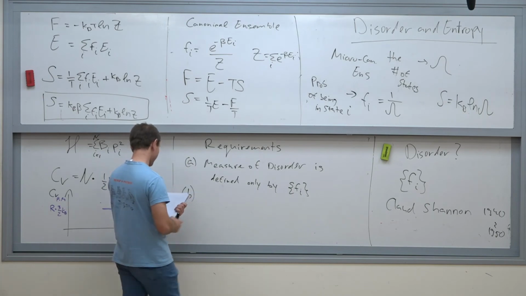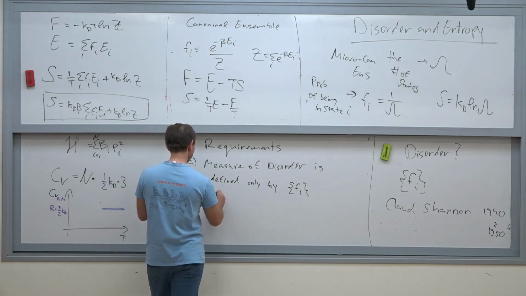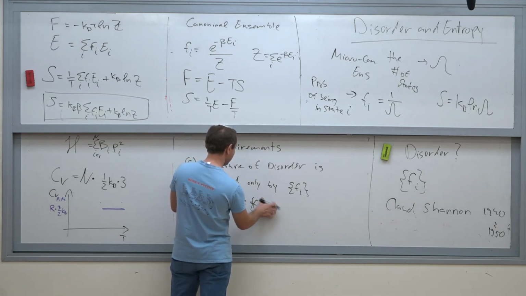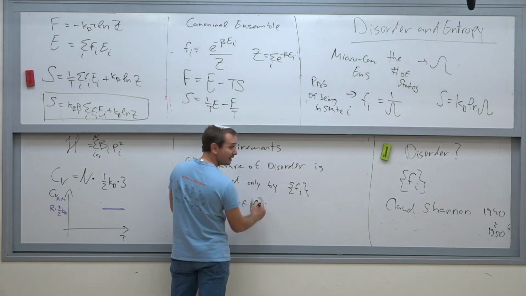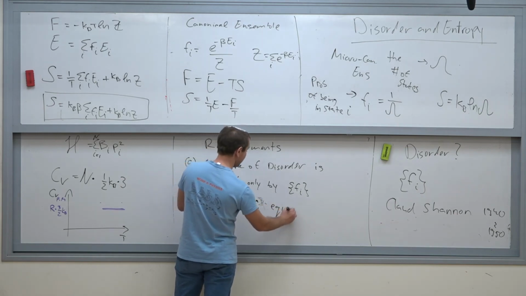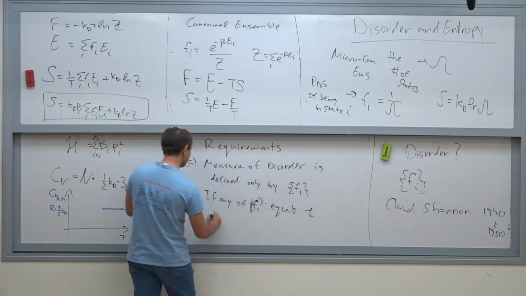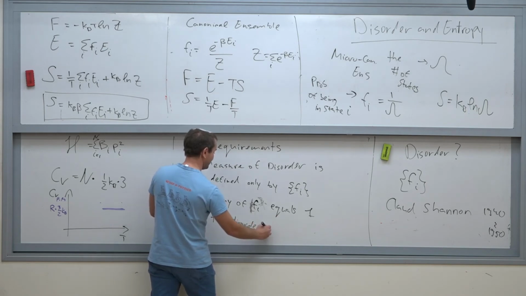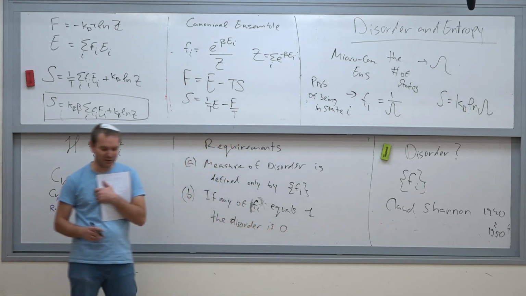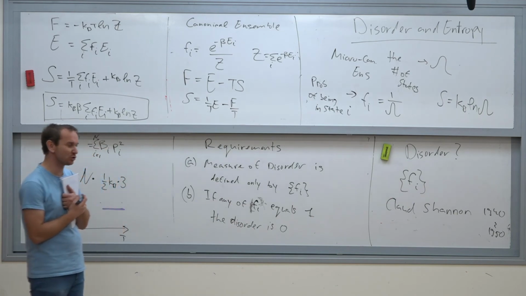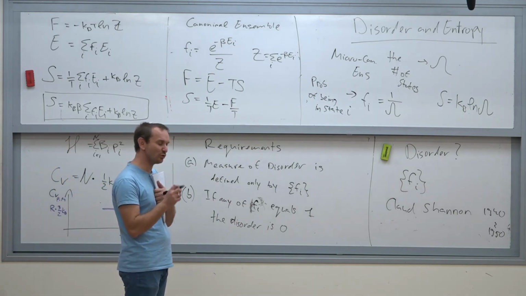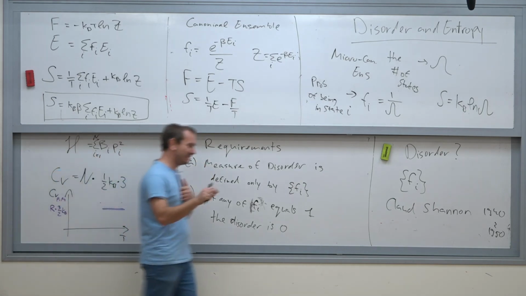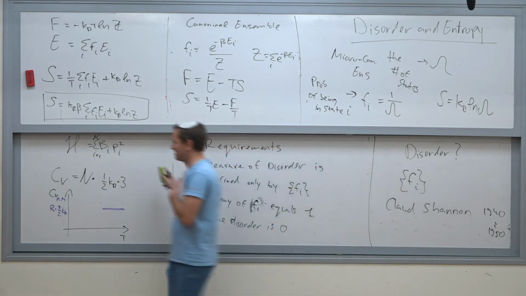B, if any of the fi equals 1, the disorder is 0. Okay? You should define what is the zero disorder, what is the most ordered state. The most ordered state is that you have one single probability, you don't have multiple probabilities. You are certainly sitting in a specific state.